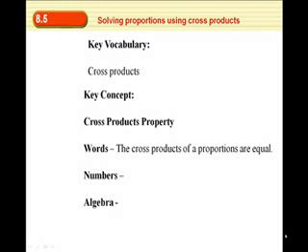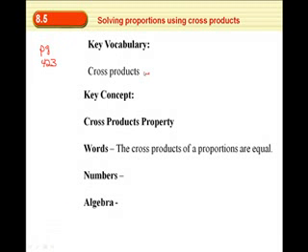All right, 7th graders, this is 8.5, page 423. I bet there was a couple of you who were wondering in that last lesson how come I didn't solve those proportions when it got harder using cross products. Well, that's because we talk about it here in 8.5.